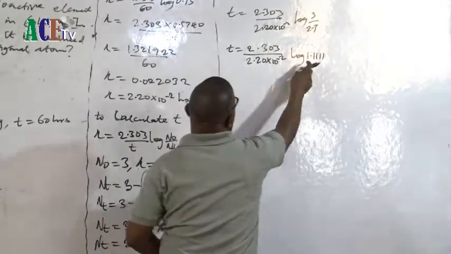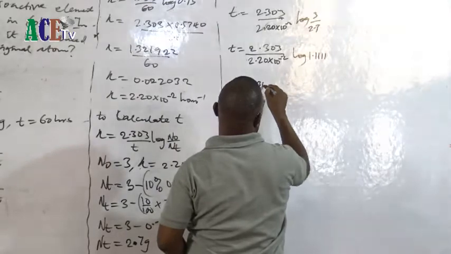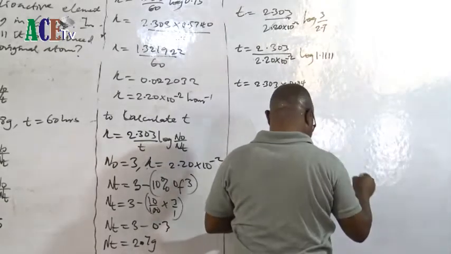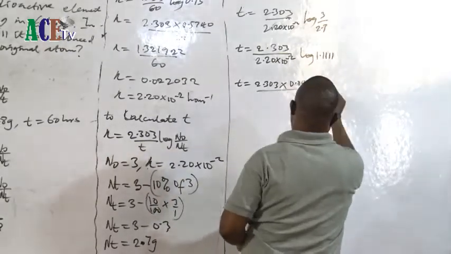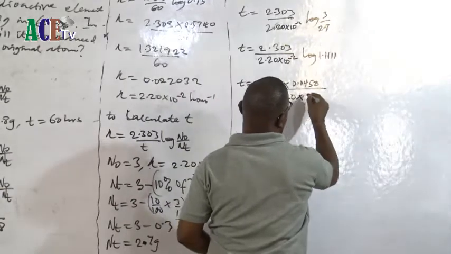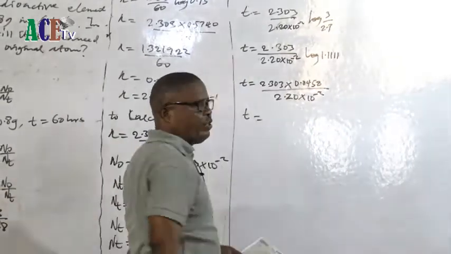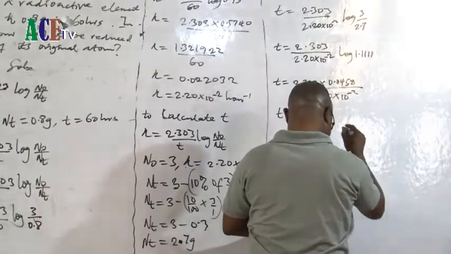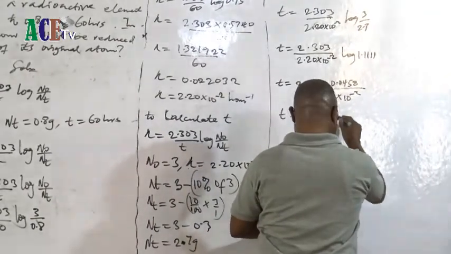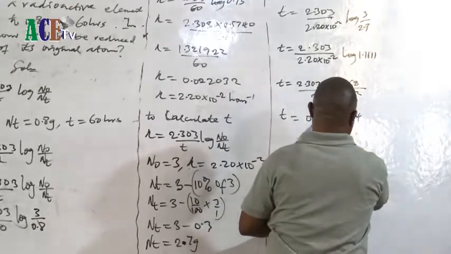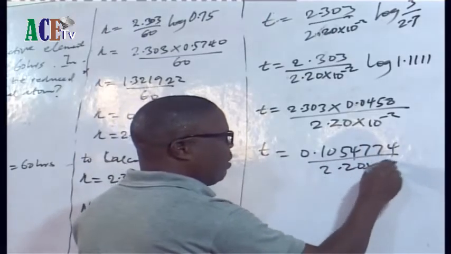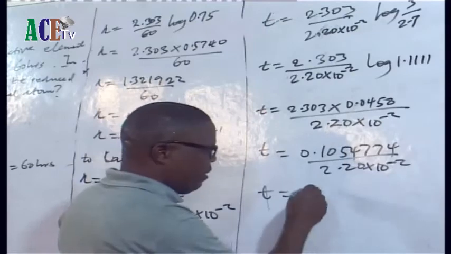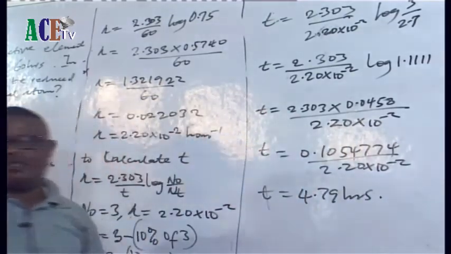So getting the logarithm of this, T is equal to 2.303 multiplied by 0.0458 all over 2.20 times 10 raised to power minus 2. If you multiply this, it gives me 0.1054774 all over 2.20 times 10 raised to power minus 2. After dividing that, T is 4.79 hours. So that gives me the value of my T.